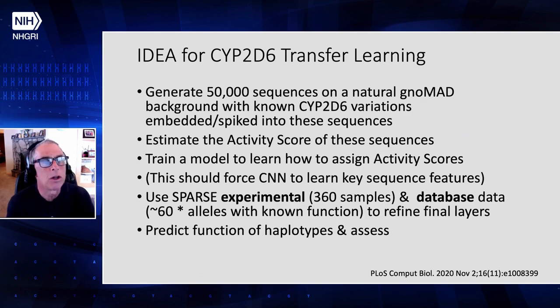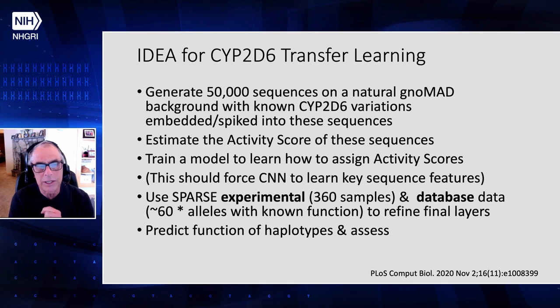So here's the overall strategy, and you can see the reference to the paper, which just came out relatively recently. We generate 50,000 sequences on a natural background of gnomAD sequences of CYP2D6. Then we spike in known variations, that is to say variations for which we know what their activity score would be. Then we compute the activity score, and we train a model simply to learn how to go from those sequences to the activity score. It's really just reverse engineering addition of these activity scores.